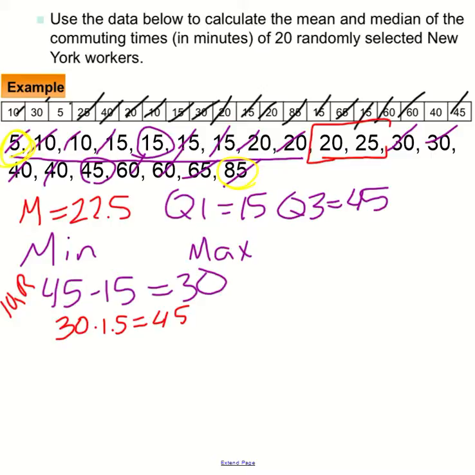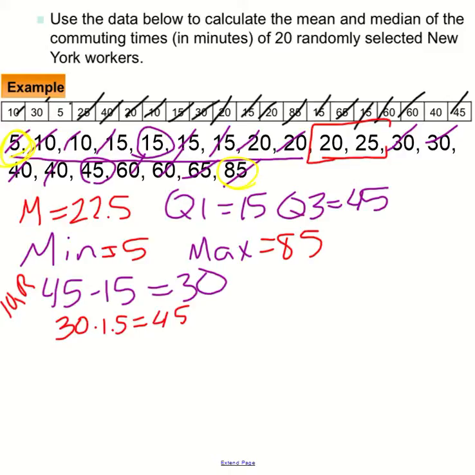Now if we add that 45 to our Q3, and subtract it from our Q1, any numbers beyond those would be outliers. So 45 plus 45 is 90. 85 is smaller than 90, so 85 works as our maximum. We go 15 minus 45, which is negative 30. Well, 5 is bigger than negative 30, so 5 works as our minimum just fine.